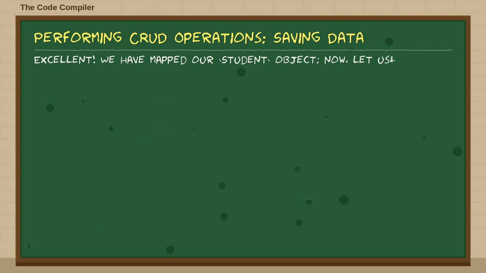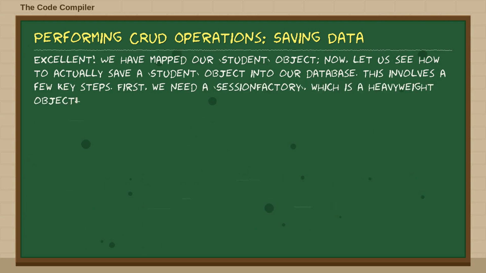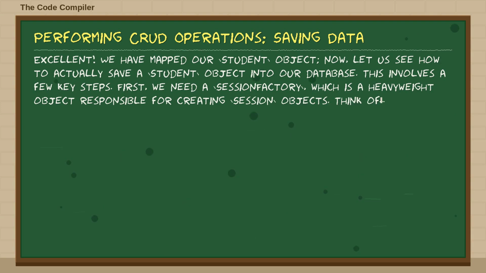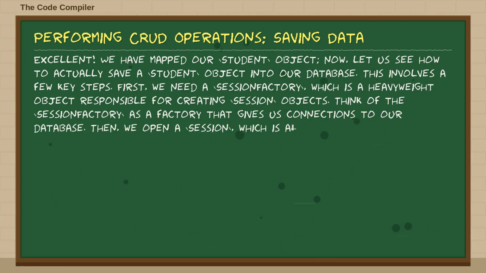Let us see how to actually save a student object into our database. This involves a few key steps. First, we need a session factory, which is a heavyweight object responsible for creating session objects. Think of the session factory as a factory that gives us connections to our database. Then, we open a session, which is a lightweight object representing a single unit of work with the database. Inside this session, we start a transaction to ensure our database operations are atomic and consistent.